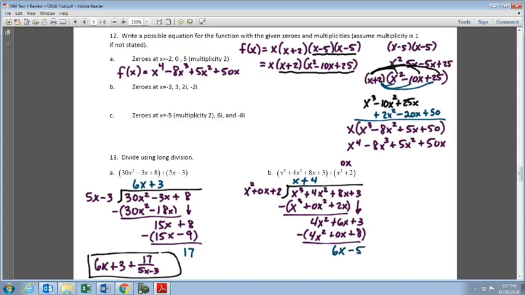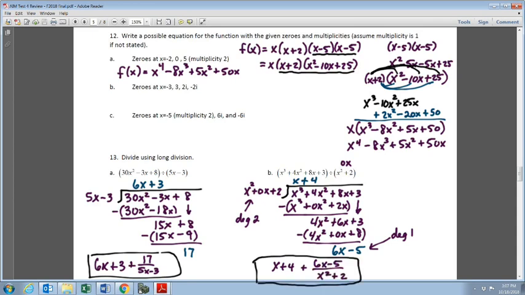Now, we don't have a number here like we did on part A, but we're done because if you look at the degree of this term that we got here, it's got a degree of 1. And our divisor has a degree of 2. And so as long as this degree is less than that of the divisor, we're done. And so we're ready to write our answer. It's going to be x plus 4 plus 6x minus 5, which is our remainder, over our divisor x squared plus 2. And I'm going to stop the video here.